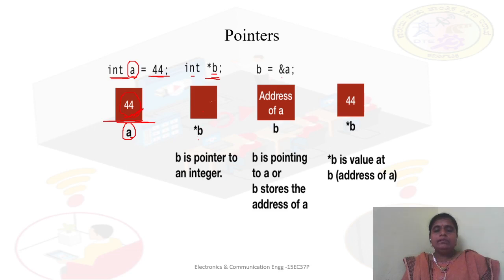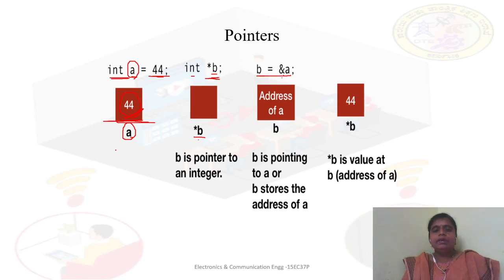Now, how is the memory location taken? b is a pointer which we have declared, so star b is declared as a pointer to an integer. The third statement is b equals ampersand a, where ampersand is the address of a. Now b is assigned the address of a. See the difference: here it is declared as a pointer, and here we are assigning the address of a to b. So b is pointing to a, or it is storing the address of a.